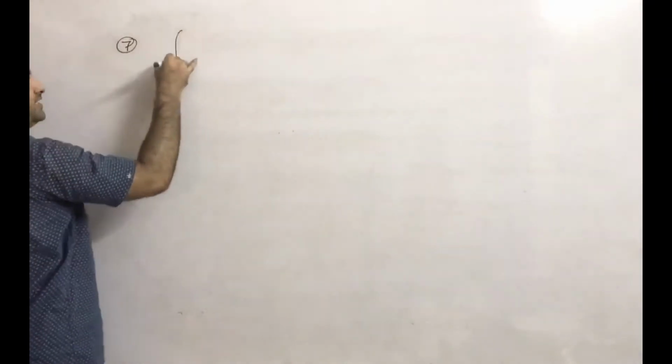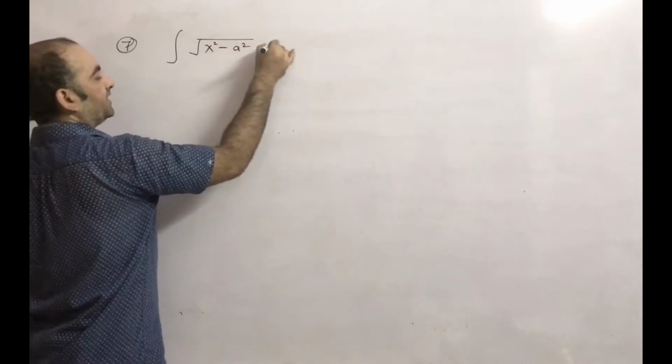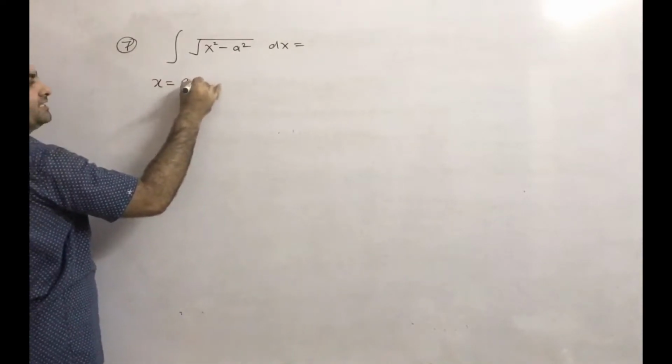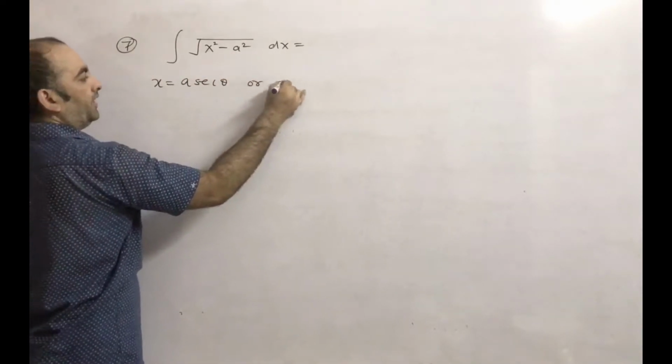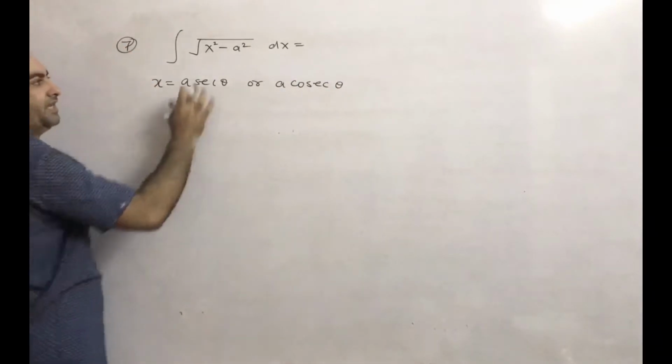Next we are discussing formula number 7. In this one we are discussing the integration of root over x square minus a square dx. First we are deriving this one. Here we can put x as a secant theta. So first we have to convert everything in terms of theta.